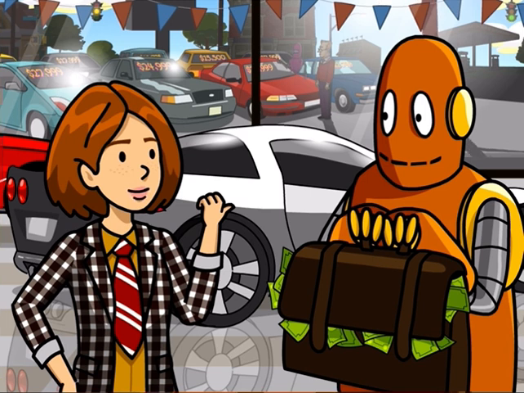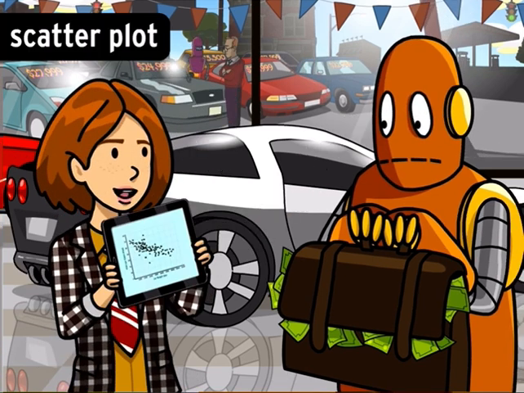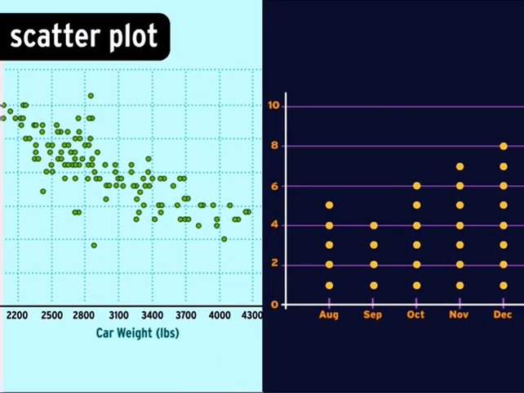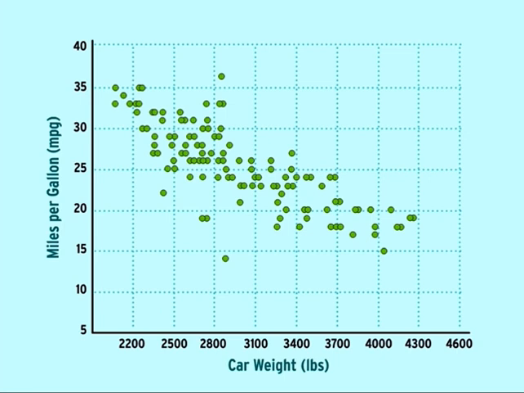The Piranha doesn't just look good, it's also good for the planet. This scatter plot lays it all out. Just like a dot plot, a scatter plot shows individual data points. But unlike a dot plot, both axes represent data that has to be measured. That's why the points don't stack up neatly in columns.